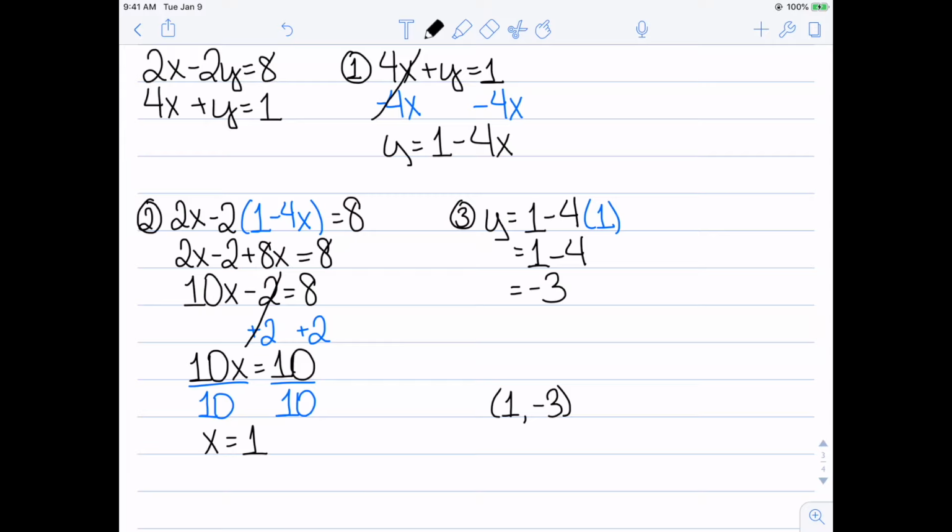And once again, you can check this by sticking it into my original equations and making sure it works, or by graphing the two lines and showing that they do intersect at the point 1, negative 3.